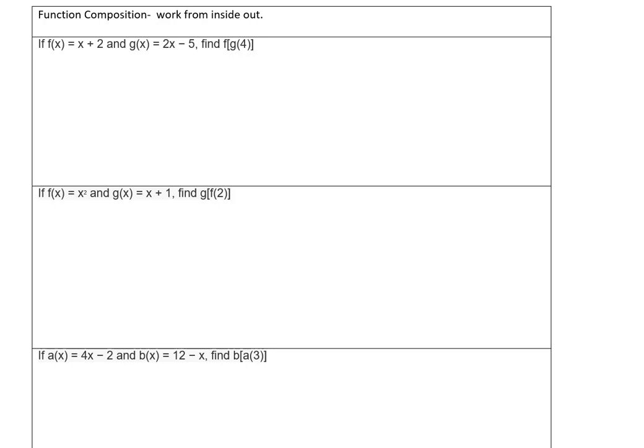Let's look at more with module 7.09 and talk about function composition. We'll see that function composition is different because we're not necessarily looking at an operation symbol here. What we're seeing right here is f bracket g of 4 close bracket. So this is saying that we're taking f of g of 4.